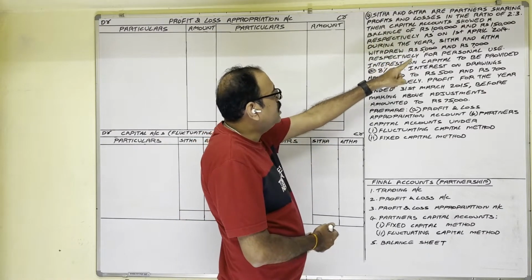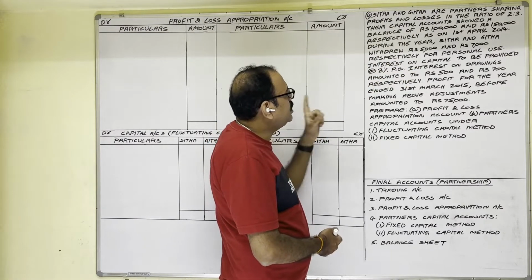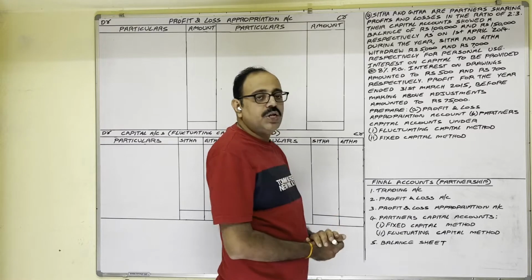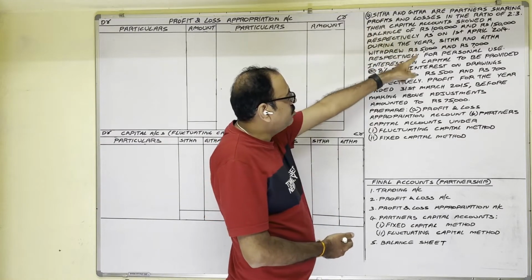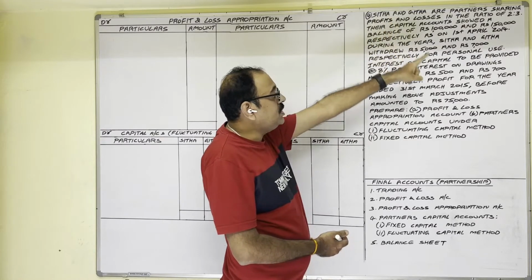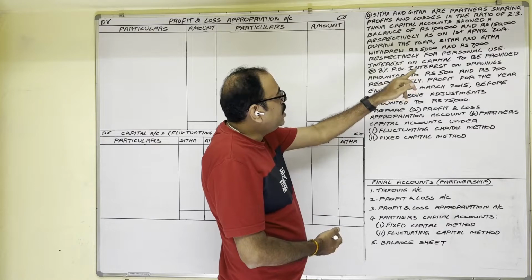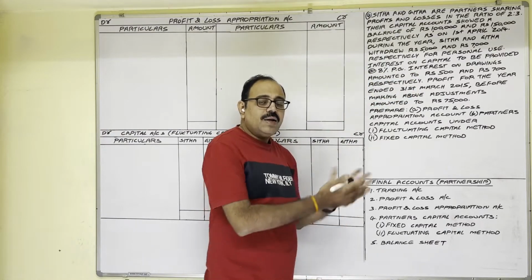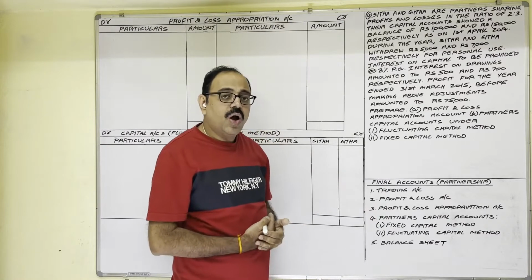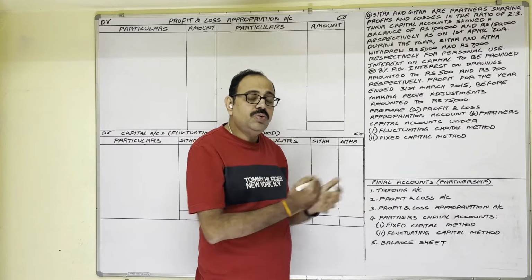During the year, Sita and Geeta withdrew 5,000 rupees and 7,000 rupees respectively for personal use. These are known as drawings. Sita's drawings 5,000, Geeta's drawings 7,000. Interest on capital is to be provided at the rate of 8% per annum. Partners have brought in capitals, and on these capitals the firm has to pay 8% interest to the partners.